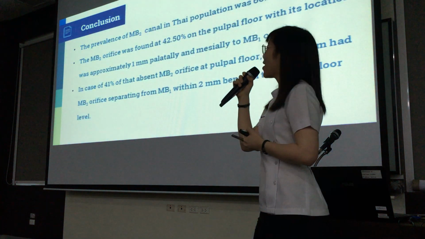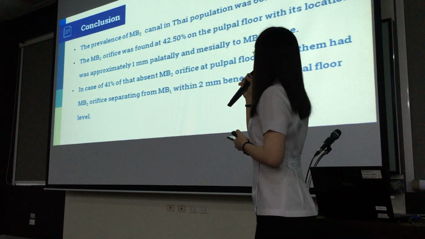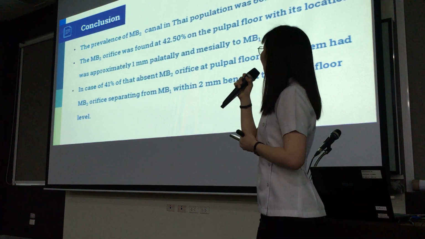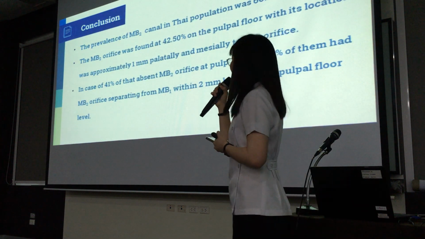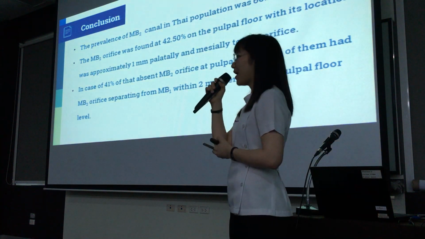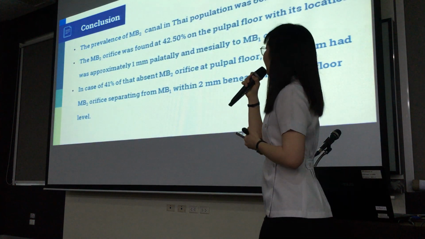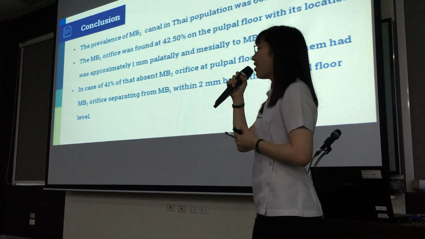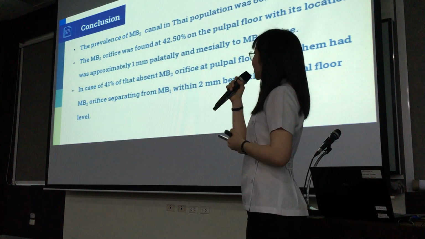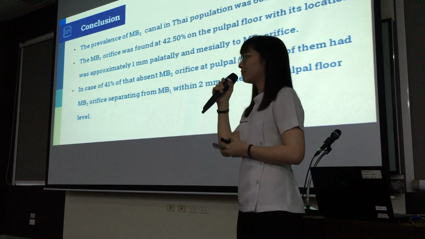The prevalence of the MB2 canal in the Thai population was found at 66.25%. The MB2 orifice was found at 42.50%, and its location was approximately 1 mm mesial and palatal to the MB1 orifice. In the case of 41% absent MB2 at the pulpal floor level, 90% of them will have MB2 separating from MB1 within 2 mm beneath the pulpal floor level.